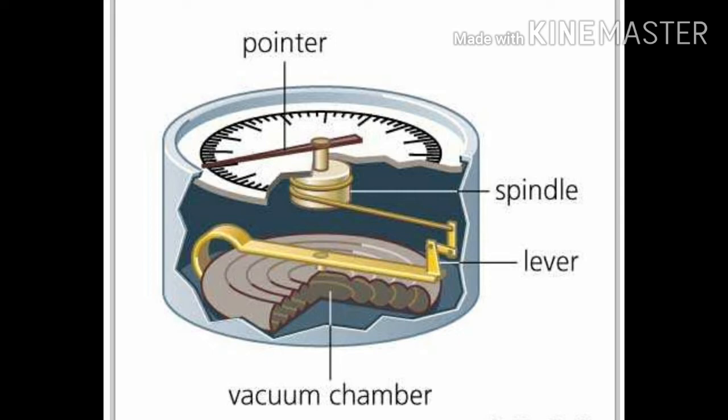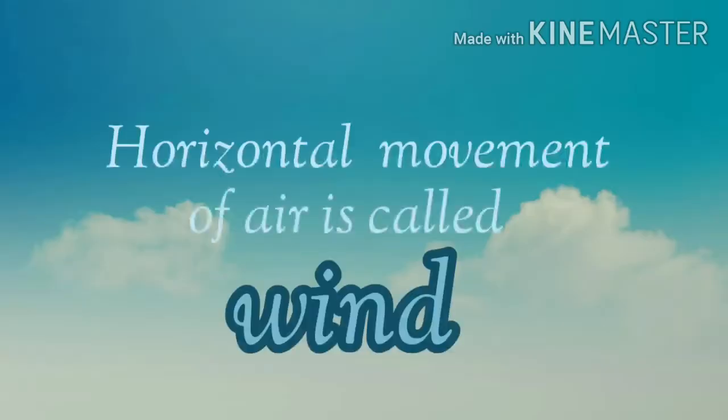by the pointer. When the pressure decreases, the vacuum chamber will release. That movement also leads to the movement of the lever and spindle, and pressure changes will be marked by the pointer. Wind is the next element of weather and climate.